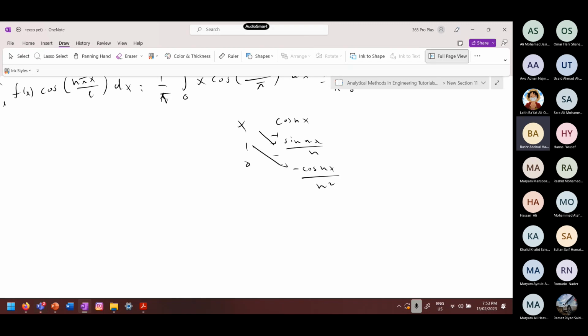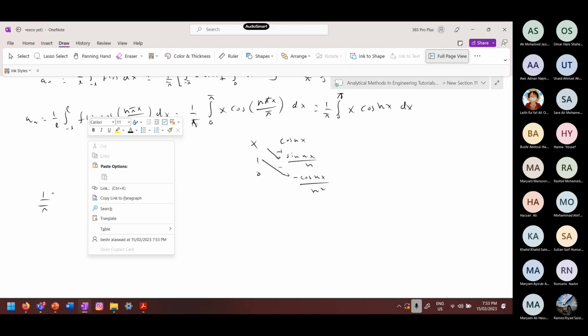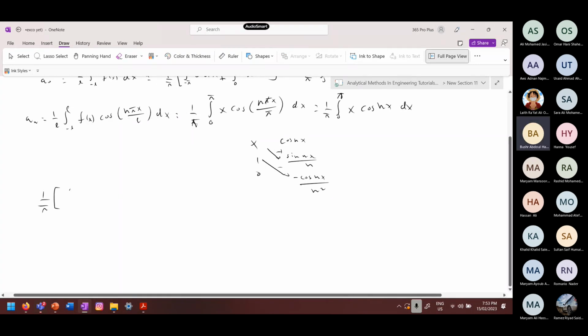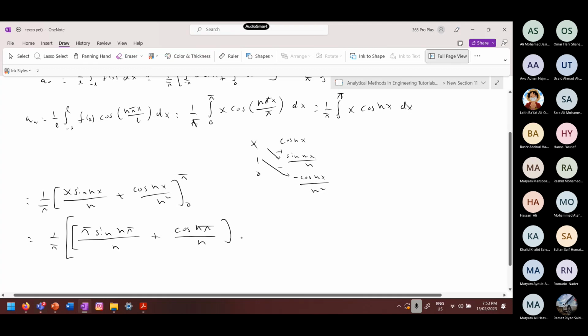So you have this plus and minus, and you will get 1 over pi, x sine nx over n plus cosine nx over n squared, with the interval 0 to pi. So 1 over pi, sine n pi over n plus cosine n pi over n squared, minus 0, because if you substitute 0 for x, everything will get cancelled.